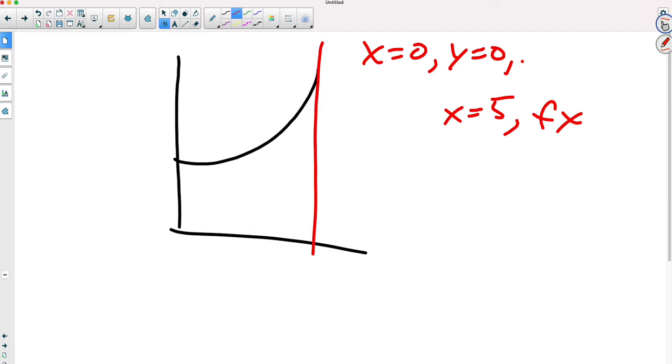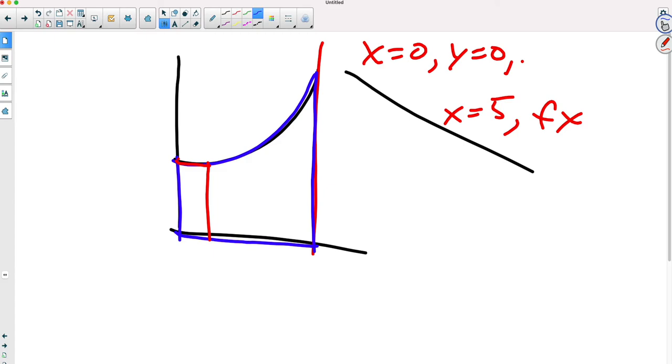The x equals 0, that's this line here. y equals 0, that's this line here. The function is this line, and then there's x equals 5. I want to know the area within these restrictions. Well, if I start making the rectangles, here would be the left side.